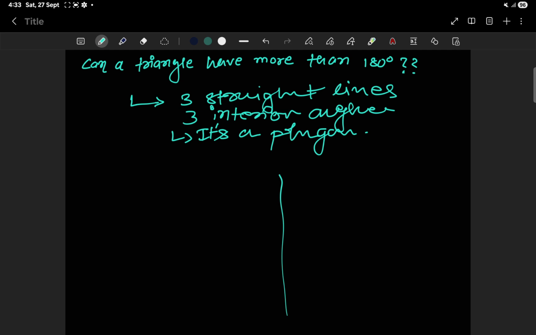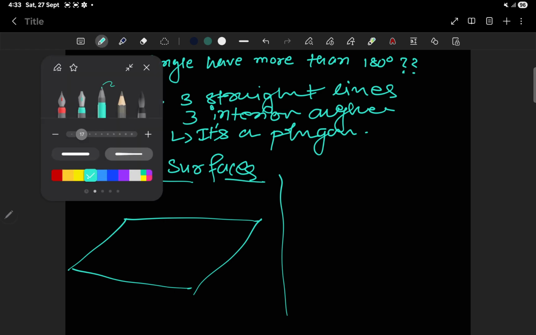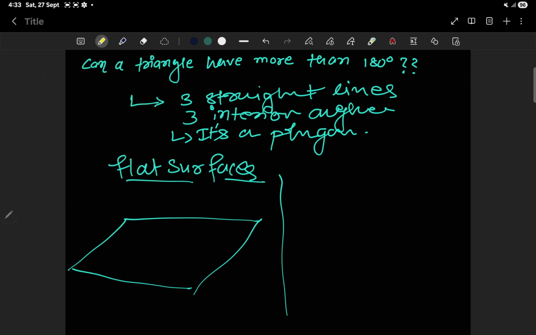So first we will start with something we already know. Let us start with flat surfaces, which are also known as Euclidean surfaces. So in this surface, let's say we have a flat surface, something like this, and we want to draw a triangle. How can we draw a triangle? We can draw three straight lines, and it should be a polygon.